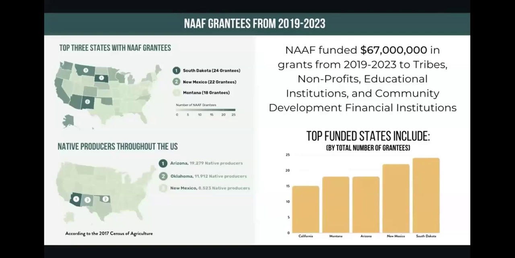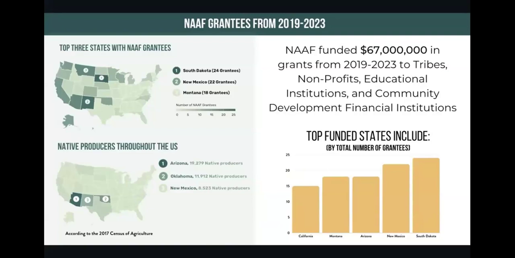Compared to the map below it, you can see where Native producers are relative to where we have funded grants in the past. On the map on the bottom, you can see that the states with the most Native producers include Arizona, Oklahoma, and New Mexico. These numbers actually come from the 2017 Census of Agriculture. There have been new data sets released through the USDA National Agricultural Statistics Service and their 2022 Census of Agriculture data.